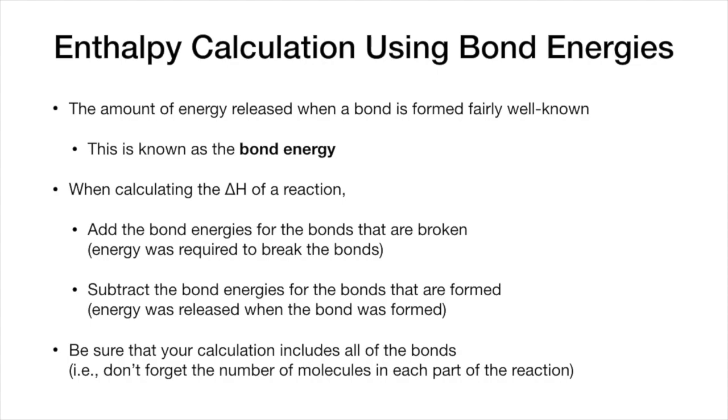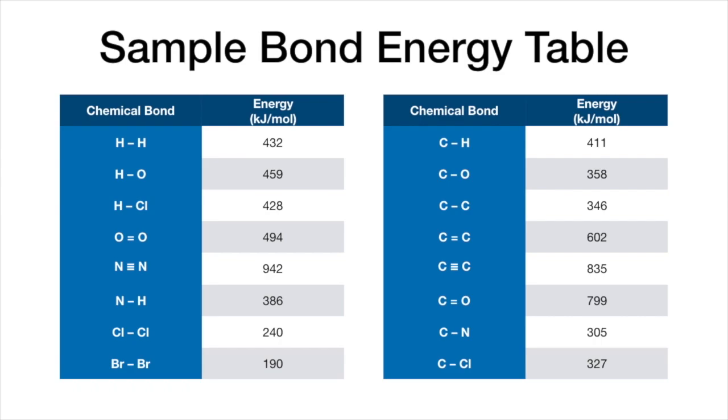And you need to be sure that your calculation includes all of the bonds. Don't forget to include the coefficients from each side of the reaction. Okay, so here's a sample table of bond energies. You'll notice you don't need to remember these. You can look them up. Whatever chemistry textbook you're using will have a table of bond energies. The different tables will be slightly different, depending on who you ask and how the experiment was done, they might have slightly different energies for each of the bonds. But anyway, this is a sample table that you might find.